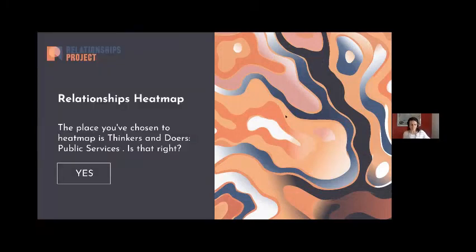So, as I mentioned, we're going to have a go at creating a collective heat map. So I'm going to put a link in the chat that will take you to this first page. Please click on the yes button and then work through each of the questions with your specific organization or service in mind. If you have any questions as you're working through it, please pop them in the chat and I'll keep an eye on that. But hopefully it makes enough sense that you can work through it individually.